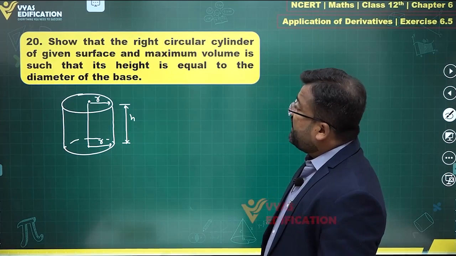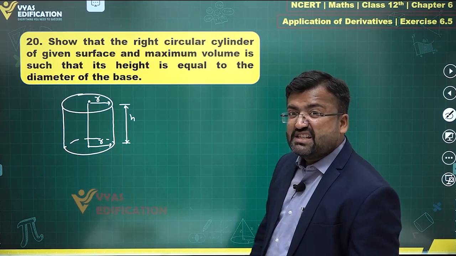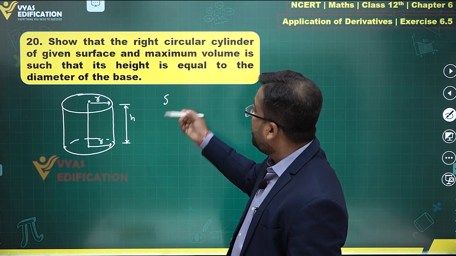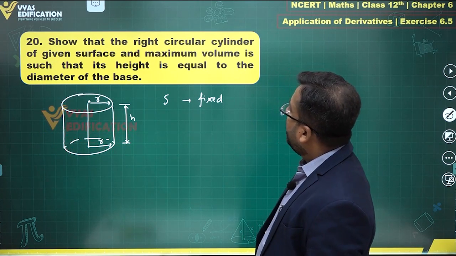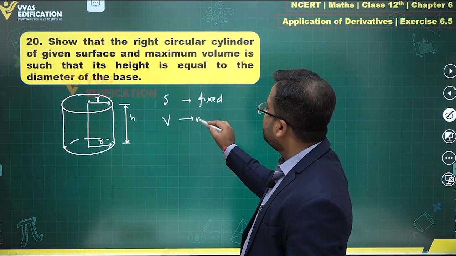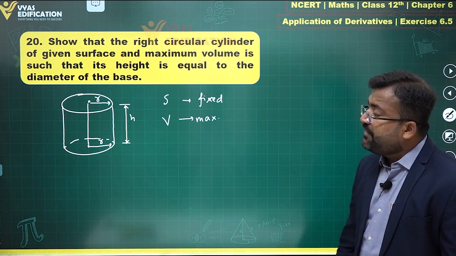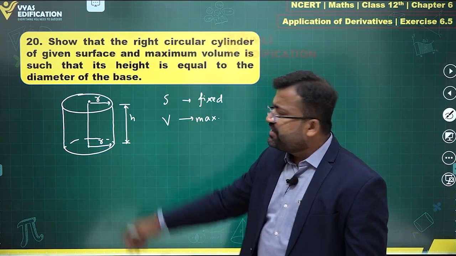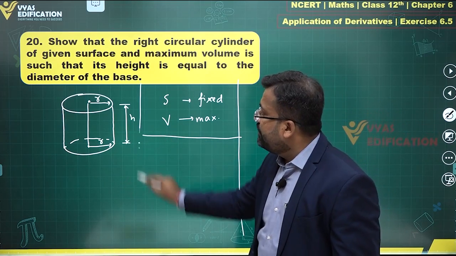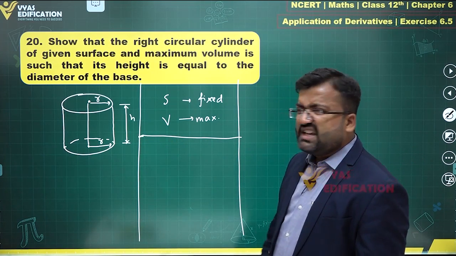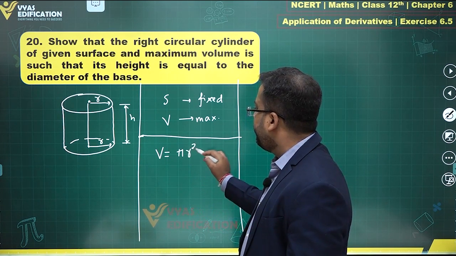Right circular cylinder of given surface area. Surface area is given, surface area is fixed. And maximum volume, volume has to be maximized, such that its height is equal to the diameter of the base. So there will be some relation between h and r with the help of this. Volume has to be maximized, so we'll have to write the volume in terms of a single variable. But what is the volume of this cylinder? This is pi r square h.